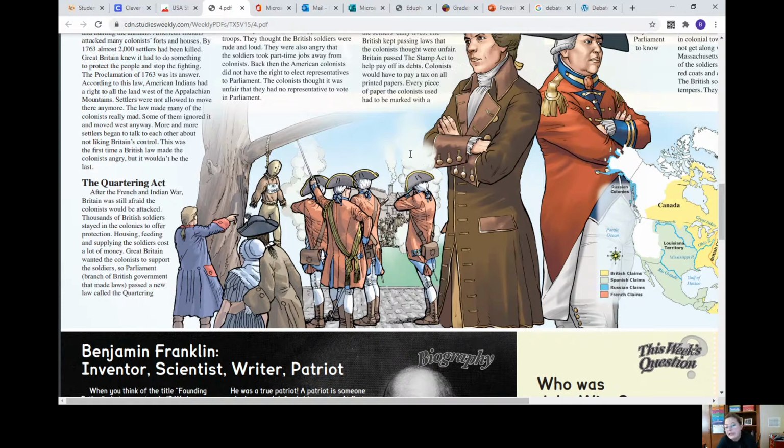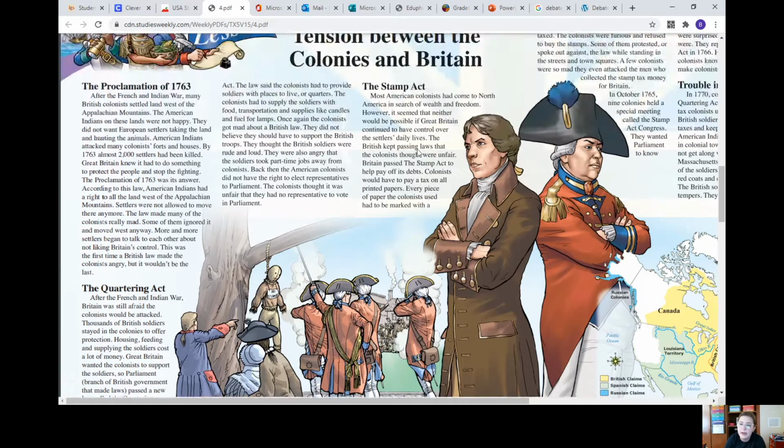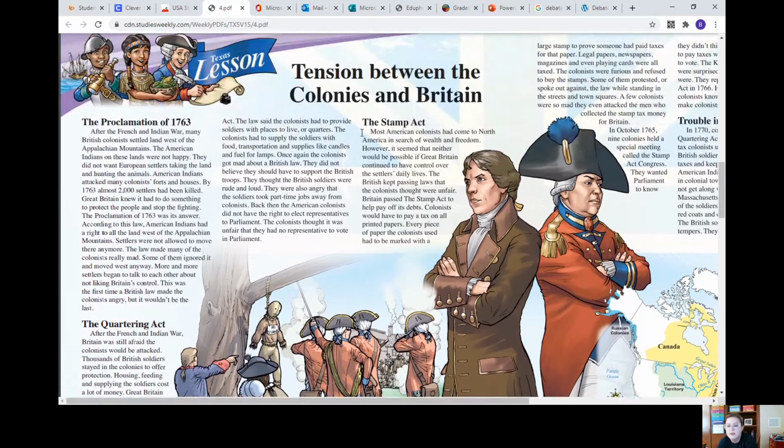So these soldiers, however, needed housing, feeding, and supplies, and that cost a lot of money. So Great Britain wanted the colonists to support the soldiers. So Parliament, which is a branch of the British government, passed a new law called the Quartering Act. The law said that the colonists had to provide soldiers with places to live, or quarters. The colonists had to supply the soldiers with food, transportation, and supplies like candles and fuel lamps.